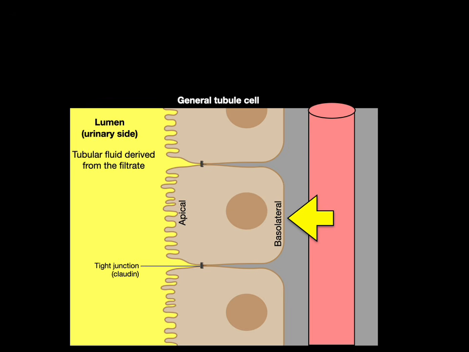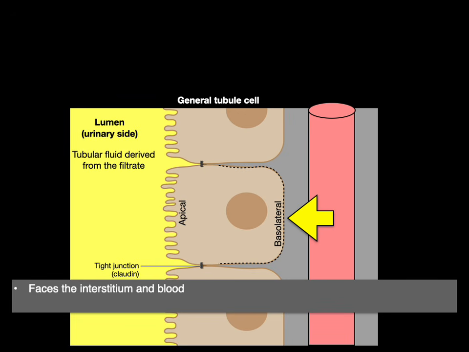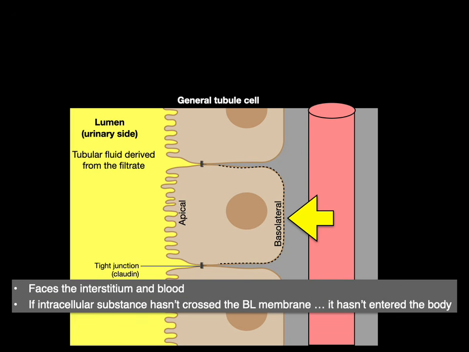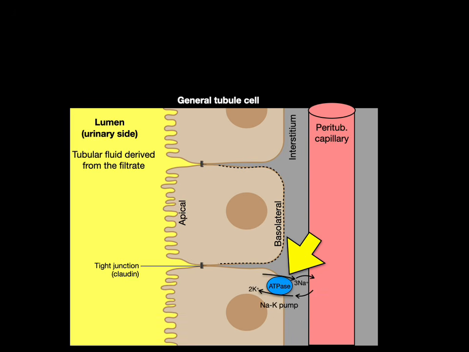Now, the basolateral surface is the base of the epithelial cells, these tubular cells, and the lateral side, and there it is in the dashed line. This is what faces the interstitium and blood, everything in gray or pink. If an intracellular substance has not crossed the basolateral barrier, meaning any substance inside of a cell, it has not entered the body yet.